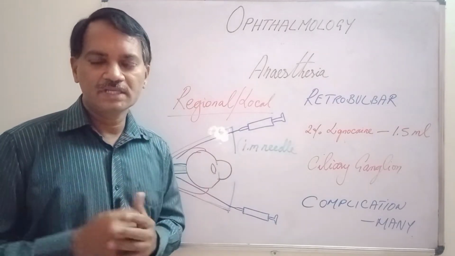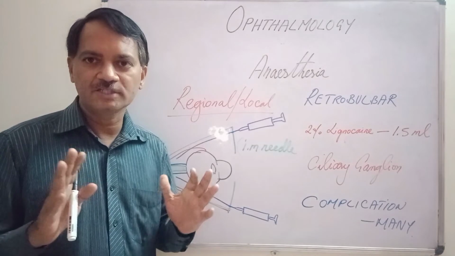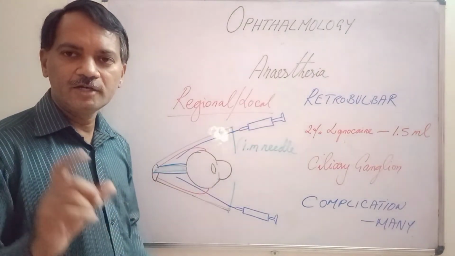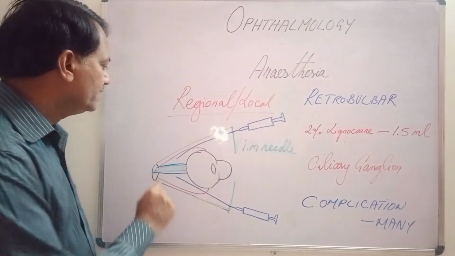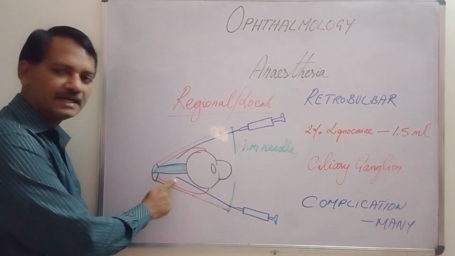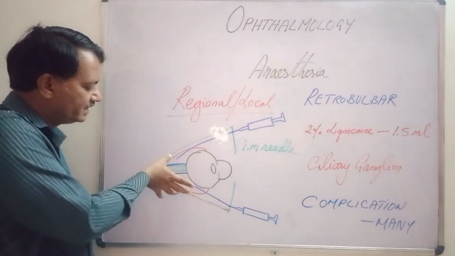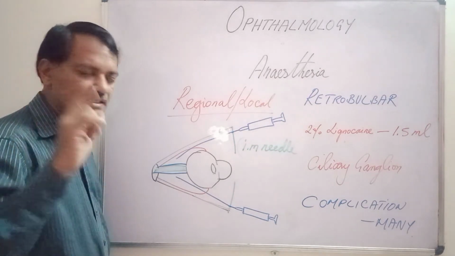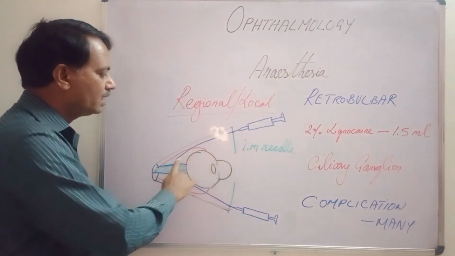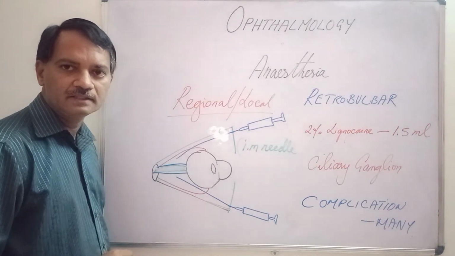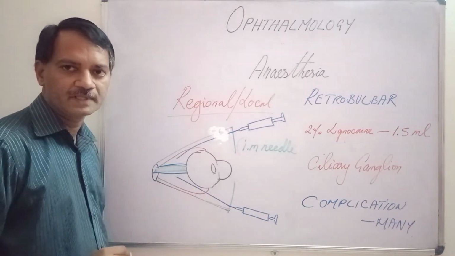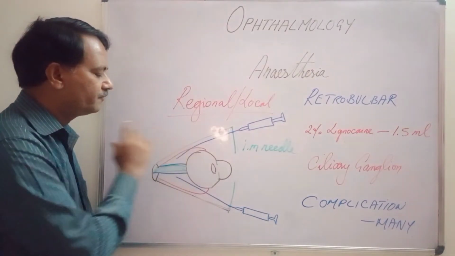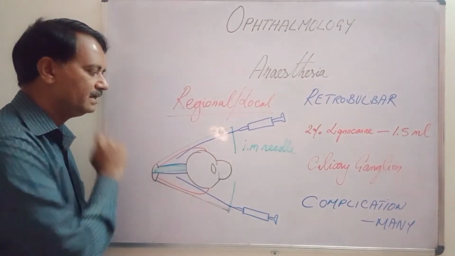The third type of anesthesia, which most people nowadays don't prefer, is retrobulbar anesthesia. In retrobulbar anesthesia, you inject the anesthetic agent behind the eyeball within the muscle cone, very close to the optic nerve. For this anesthesia, we need a longer and wide bore needle, that is the IV needle. It will be about 35 mm in length. Such a type of needle is needed to inject the anesthesia here.